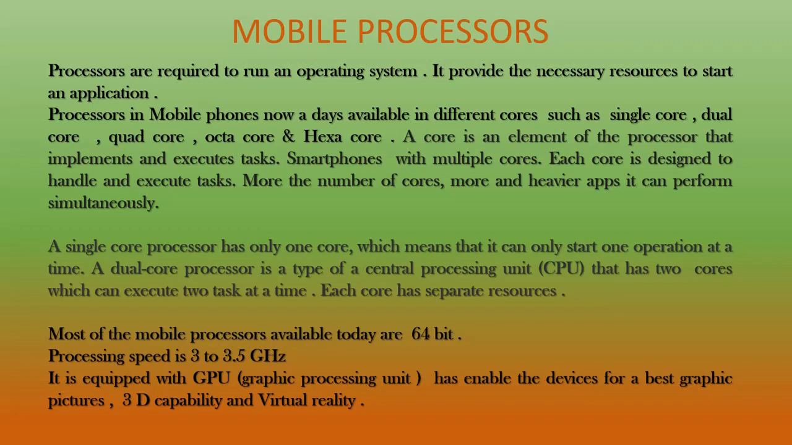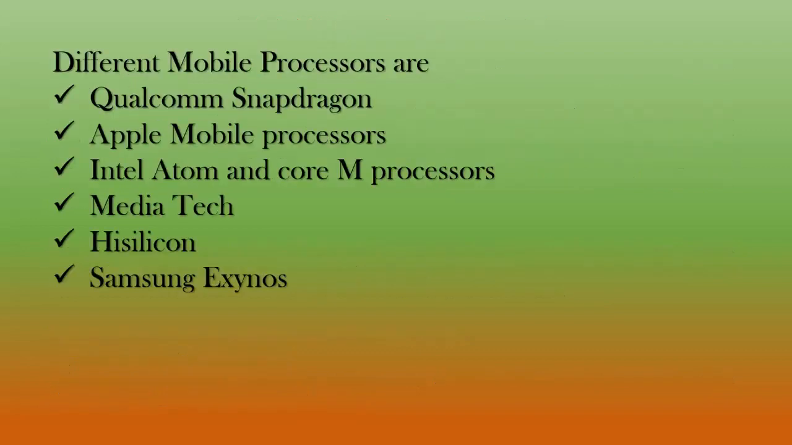Different types of mobile processors are available. They are Qualcomm Snapdragon, Apple mobile processors, Intel Atom, MediaTek, HiSilicon. These are the different examples for mobile processors.